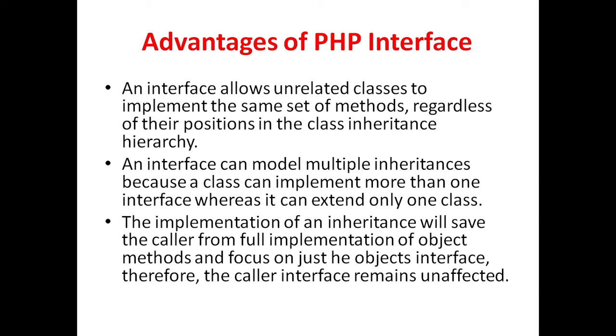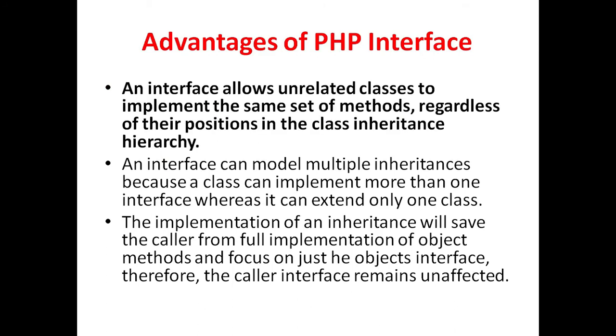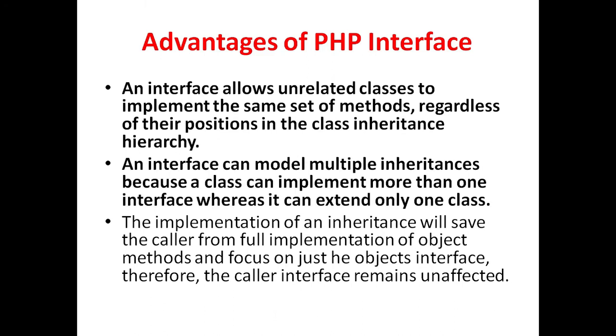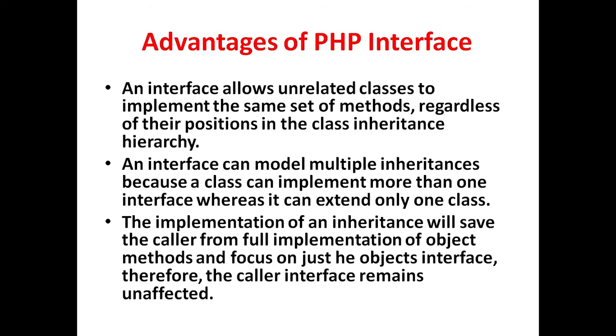Advantages of using PHP interfaces are: an interface allows unrelated classes to implement the same set of methods regardless of their position in the class inheritance hierarchy. An interface can model multiple inheritance because a class can implement more than one interface, whereas it can extend only one class. The implementation of an interface will save the caller from full implementation of object methods and focus on the object's interface. Therefore, the caller interface remains unaffected.